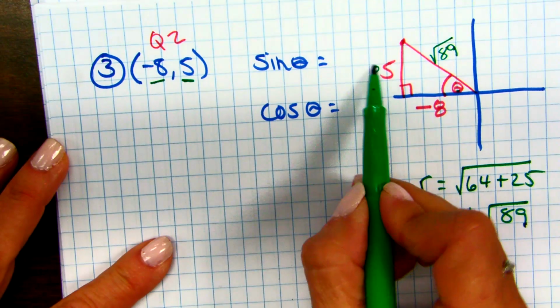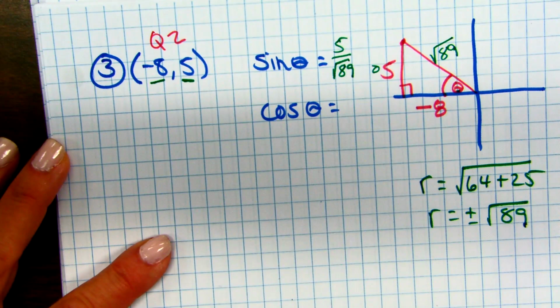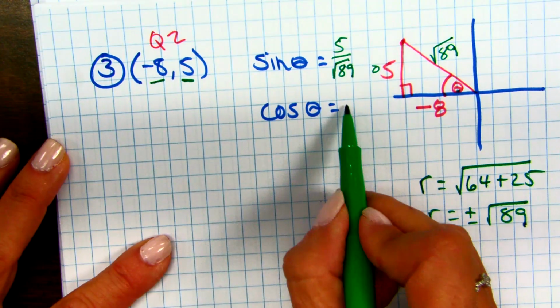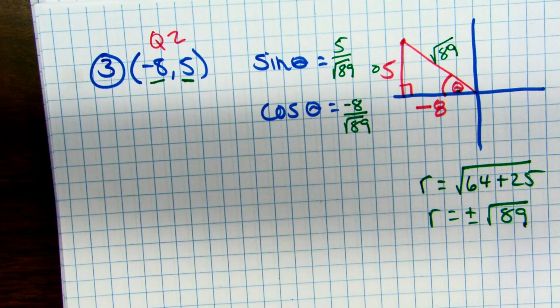Sine is opposite over hypotenuse. Cosine is adjacent over hypotenuse. And as we learned yesterday, you're welcome to leave the radicals in your denominator. We went over how to get them out of there in case you had a multiple choice question like that, but you are allowed to leave your radical in the denominator. Okay?